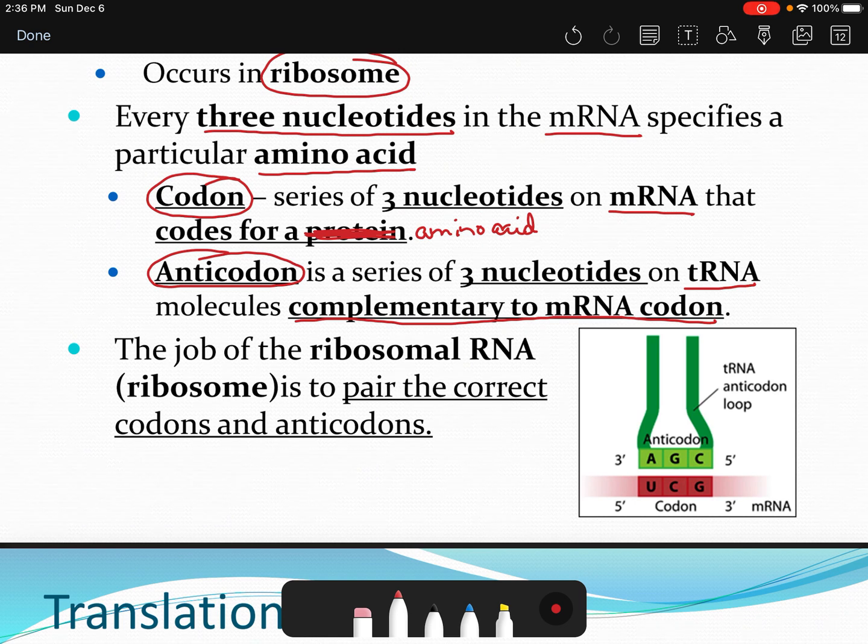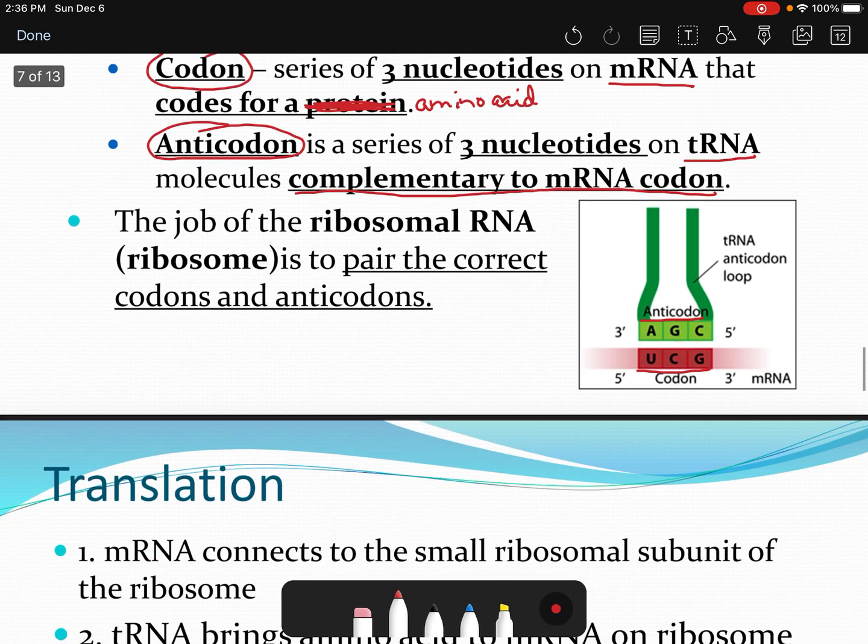Okay, so here's your messenger RNA. If it has a codon of UCG, using the base pair rules, the anticodon would be AGC. It has to be just the exact opposite. Okay.